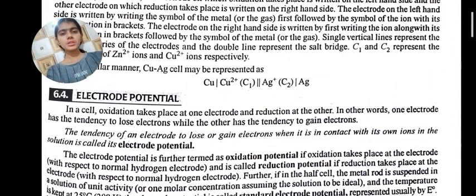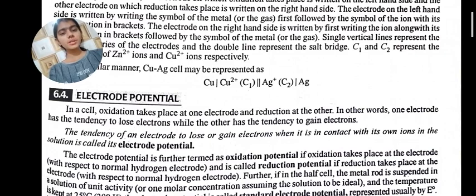Electrode potential. In a cell, oxidation takes place at one electrode and reduction at the other. In other words, one electrode has the tendency to lose electrons while the other has the tendency to gain electrons. The tendency of an electrode to lose or gain electrons when it is in contact with its own ions in its solution is called its electrode potential.